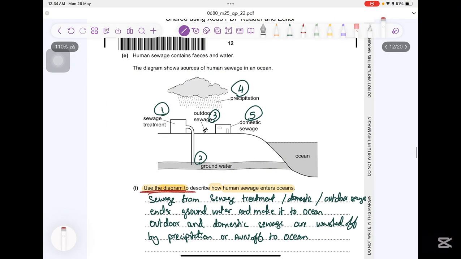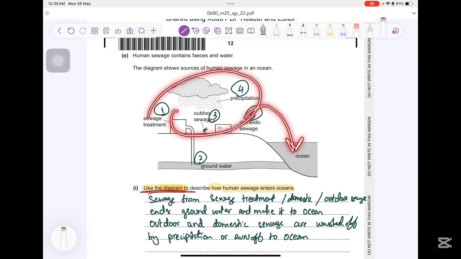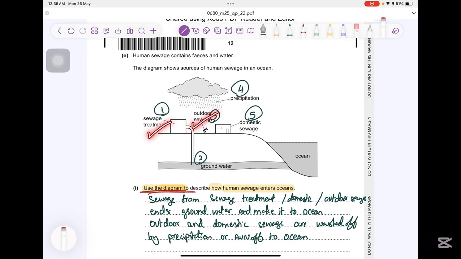Next, we're talking about human sewage, which contains feces and water. The diagram shows sources of human sewage in an ocean, or they're all leached to the ocean. Using the diagram, when they say use the diagram, you better use all the annotations you see in the diagram. Use sewage treatment, outdoor sewage, the term precipitation, domestic sewage, and groundwater in ocean. Use them all in your answer, okay?